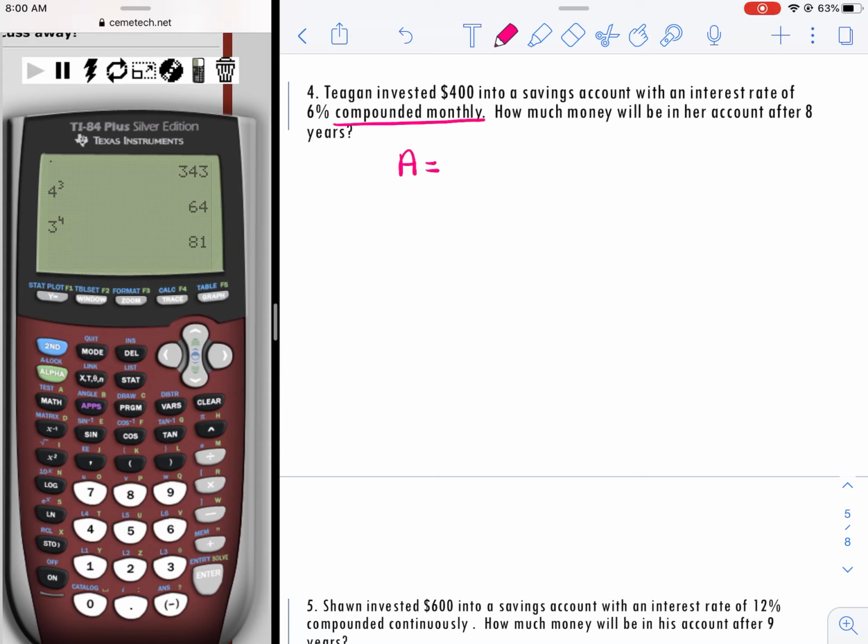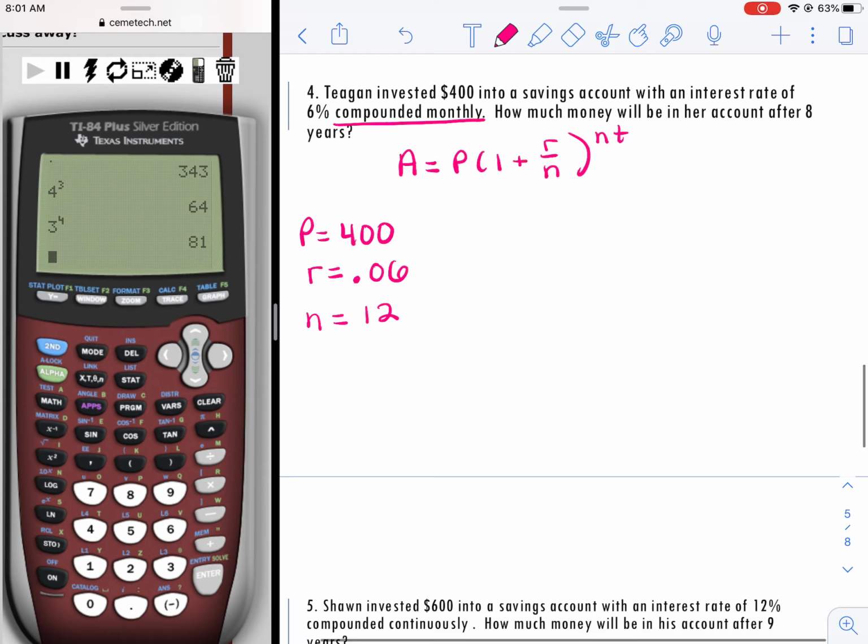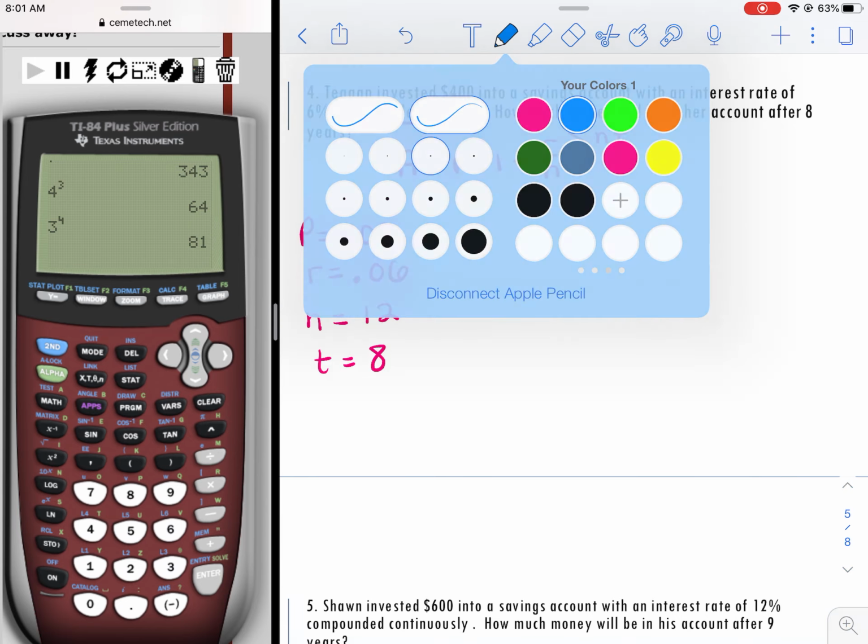If you see the word monthly, quarterly, semi-annually, annually, we're going to be using the compound interest formula that looks like this. The P value is the initial amount that's invested, so in this case, $400. R is the rate written as a decimal, so 6% is 0.06. N is the number of times per year interest is compounded. If it's compounded monthly, there's 12 months in a year, so N equals 12. And then T is the number of years, so in this case, 8.